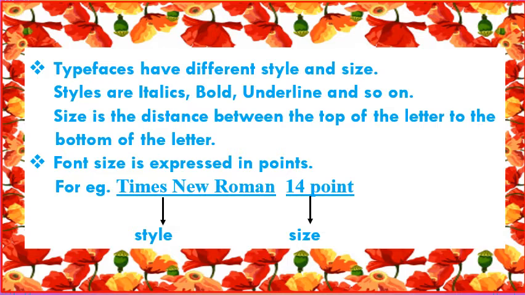Size is the distance between the top of the letter to the bottom of the letter. Font size is expressed in points. For example, we have a font of Times New Roman 14 point. Then Times New Roman is the style and 14 point is the size.